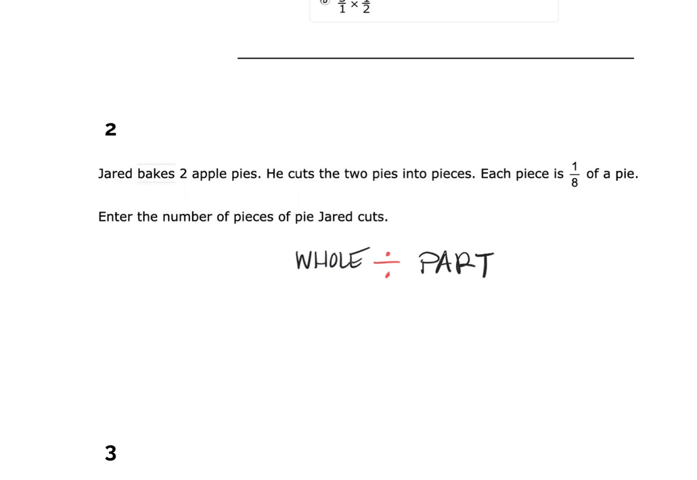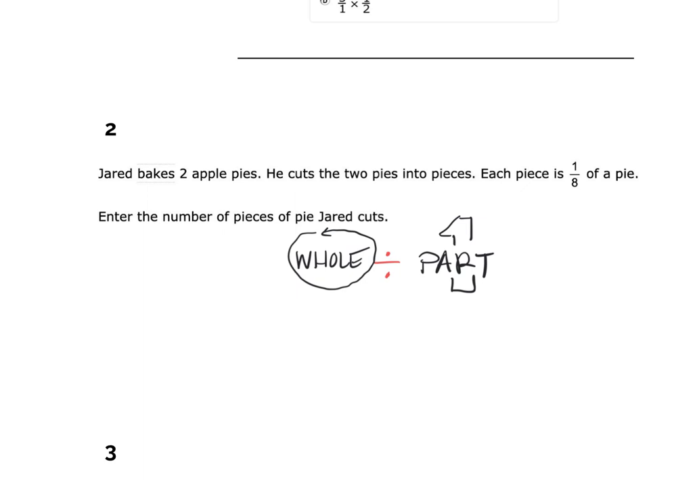Remember, whole is the whole thing. It's without pieces, and part always represents a person or one piece of it. Okay, a piece. Okay, so in this case, we have two numbers.